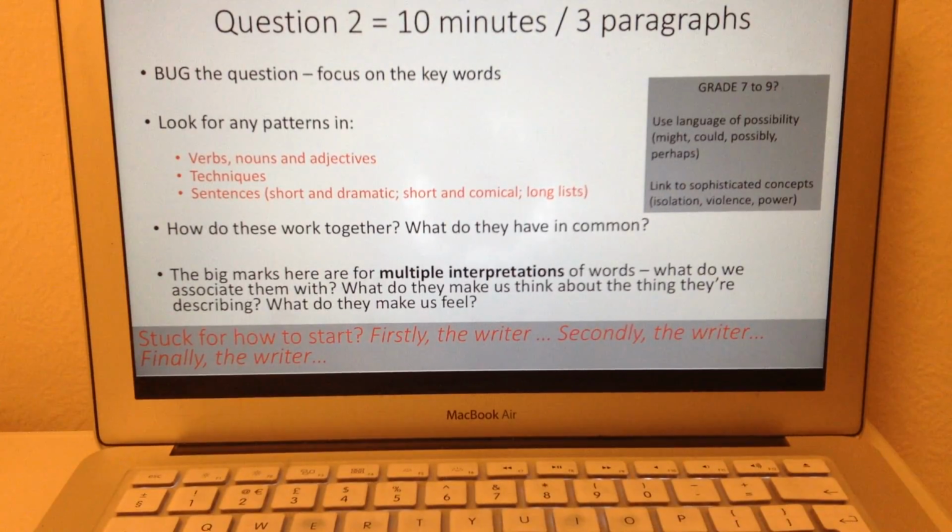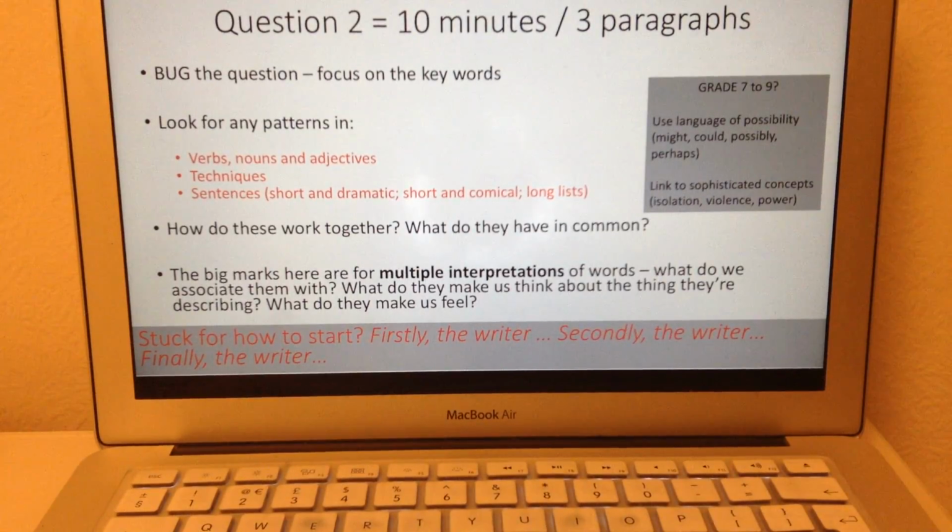The big marks here are for multiple interpretations, for pass the parcel. So you might find an interesting word or pair of words and say, oh, this is what we associate them with, and this is how they make us feel about the thing they're describing, and this is another way we could see that, and they might actually link to this other word later on, and they might make us feel like this, so that you're really unpacking the words. You do that for 3 paragraphs about 3 separate quotes or groups of quotes.